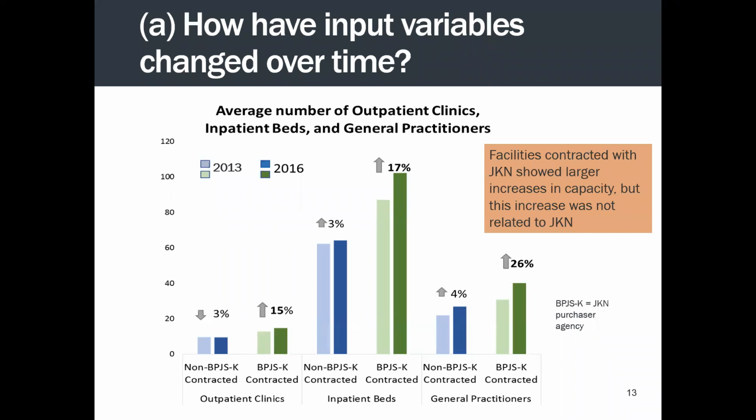As you can see here, inpatient beds and human resources, including general practitioners, nurses, and specialists, increased among both contracted and non-contracted hospitals, and only the number of outpatient clinics decreased between years in non-contracted hospitals. Next.